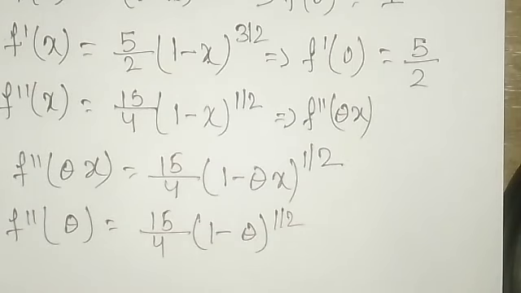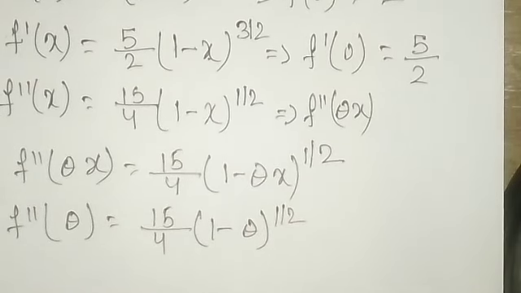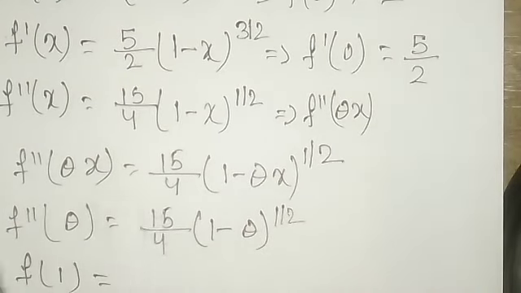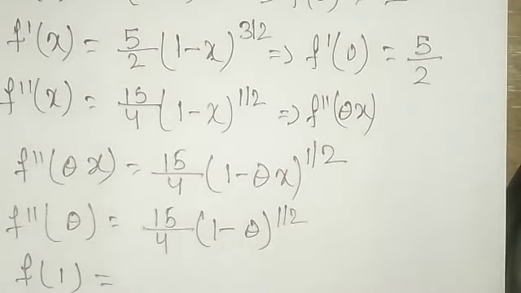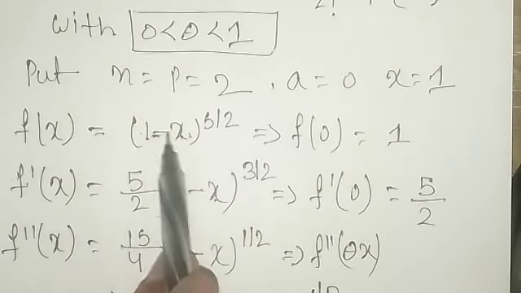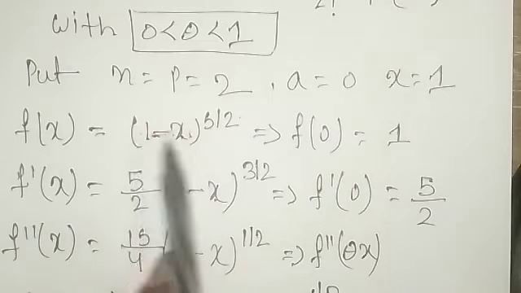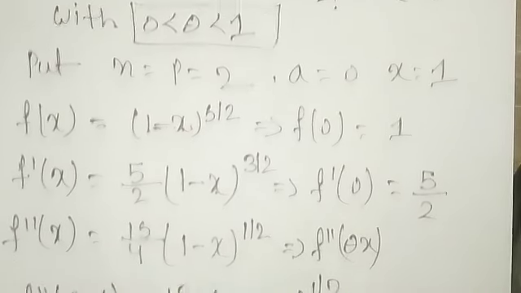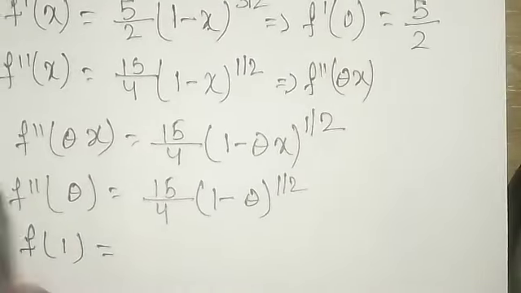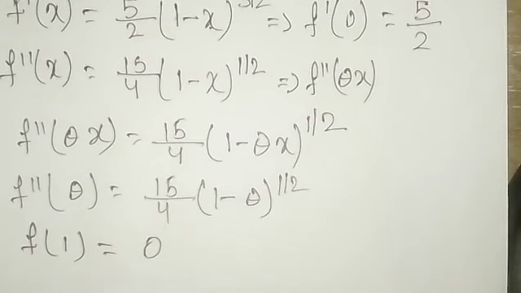Again we need to find out f of 1. Why? Because f of x is equal to (1 minus x) to the power 5 by 2. So x is equal to 1, and 1 minus 1 will be 0. So f of 1 will be nothing but 0. So all the values we got.